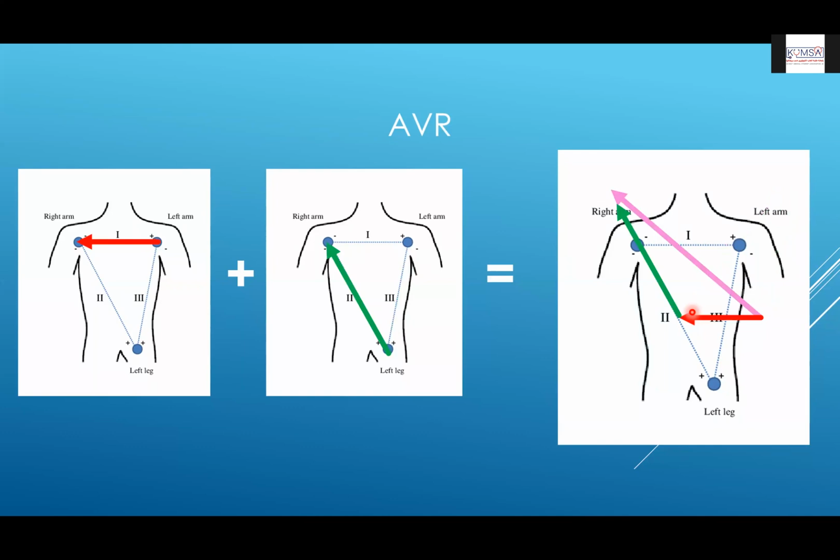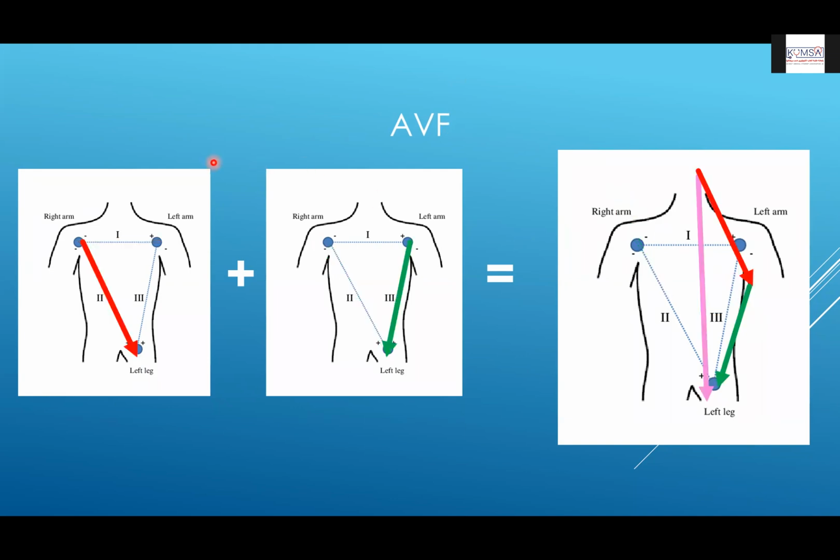So same thing with AVR. AVR is the ECG machine interpreting things from the right arm, so whatever it is receiving from the left and whatever it receives from the leg. And by placing these two together, you get an average. And so that's AVR itself. And the same thing applies to AVF. It's basically lead 2, lead 3, and putting these two together, we get AVF.